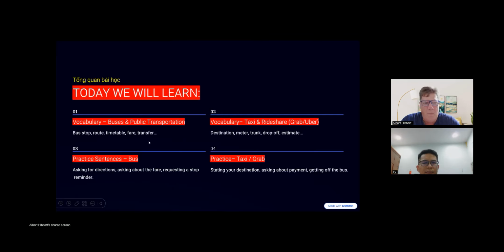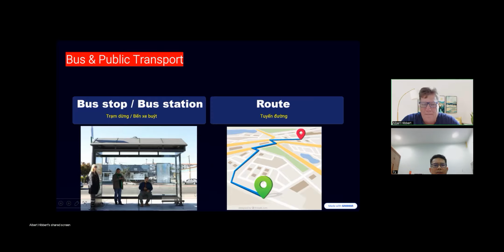Right, so first we're gonna look at some vocabulary regarding buses and public transportation. Then we're going to look at vocabulary regarding taxi and rideshare, like Grab or Uber. Then we're going to practice sentences to use a bus, and then we're going to practice sentences using a taxi or Grab. So let's have a look at public bus and public transport.